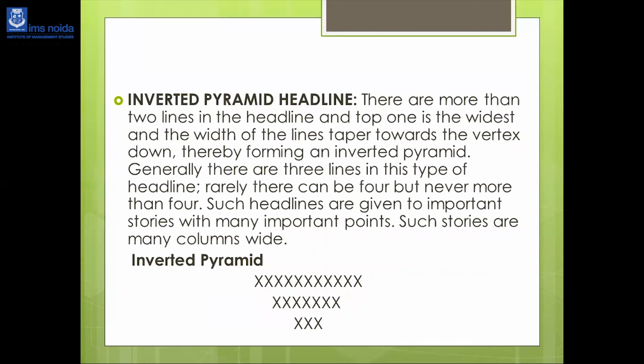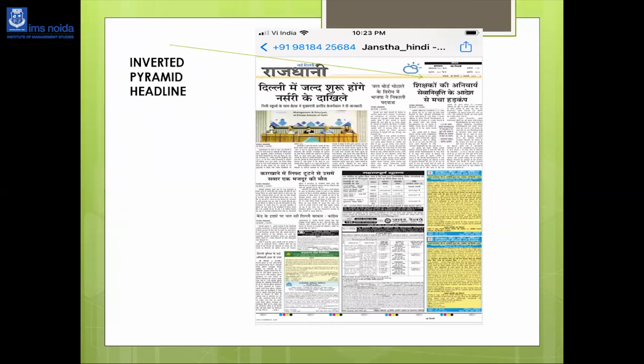Next is the inverted pyramid headline. There are more than two lines in the headline, and the top one is the widest and the width of the line tapers towards the vertex down, thereby forming an inverted pyramid. Generally, there are three lines in this type of headline. Rarely there can be four, but never more than four. Such headlines are given to important stories with many important points. Such stories are many columns wide. Next, here is one example of inverted pyramid style of headline.